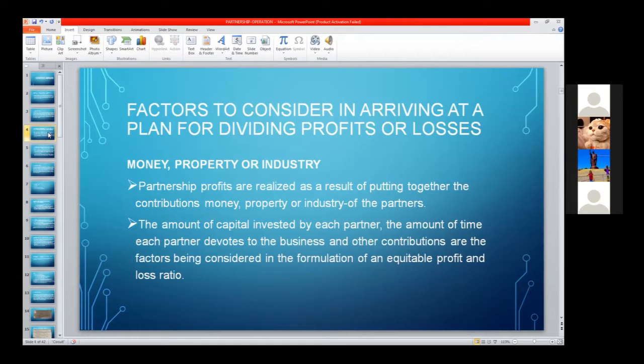Factors to consider in arriving at a plan for dividing profit or losses. Partnership profit are realized as a result of putting together the contribution, money, property, or industry of the partners. Ito yung kinontribute nila, either money, property, or industry. And the amount of capital invested by each partner, the amount of time each partner devotes to the business, and other contribution are the factors being considered in the formulation of an equitable profit and loss ratio. So next po.